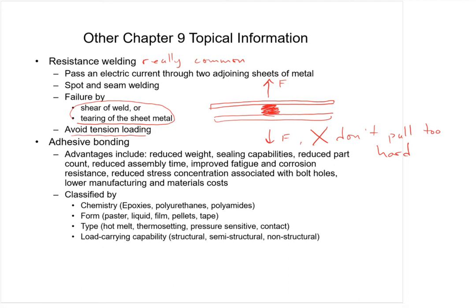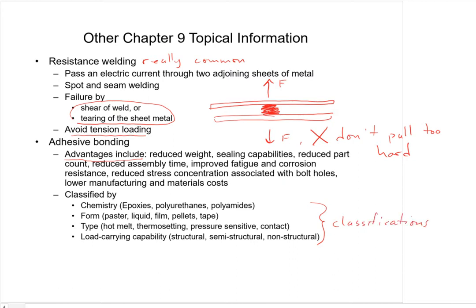There's also adhesive bonding. This gets really complicated. There's all sorts of chemicals at this point, and there are a lot of benefits. Here are some benefits: reduced weight, sealing, reduced part count. You can just buy a 55 gallon tub of adhesive and pump it into some small part of your assembly process. There are a lot of other advantages listed here, and there are a lot of different forms. So these are different classifications.